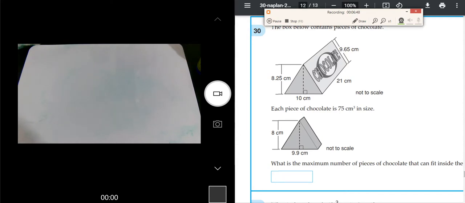So first we need to see how we figure that out. That is our unknown, the depth, but we do have the total volume, 75 centimeters cubed. That is the total volume of this triangular prism.